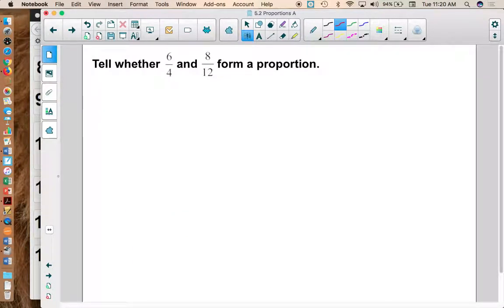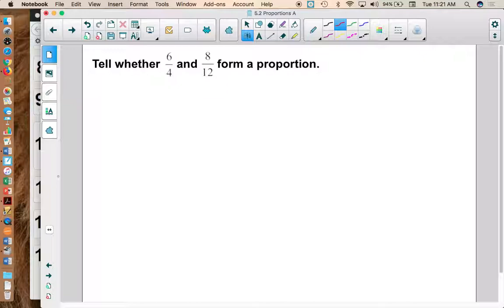Okay, is it proportional? 6/4 and 8/12. Is it proportional? Proportional or not? Thumbs up or thumbs down? Ready? 1, 2, 3, showdown.